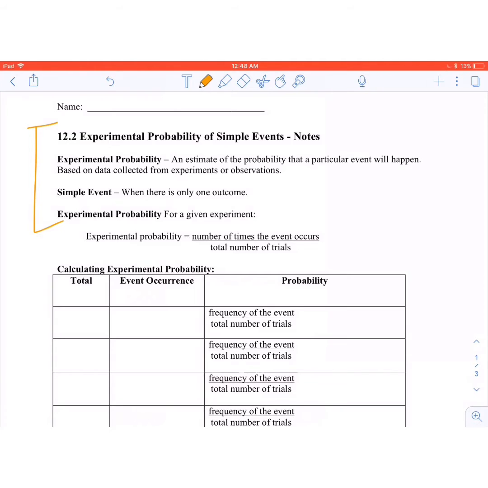Alright, a simple event is when there is only one outcome. So in a simple event, you toss one coin, you get one result. If you roll one die, you just get one number. So again, experimental probability for a given experiment, let's say we toss a coin, we find by the number of times the event occurs over the total number of trials.